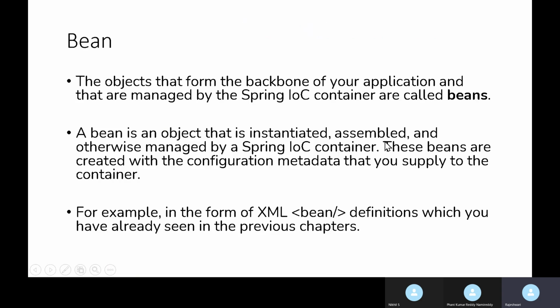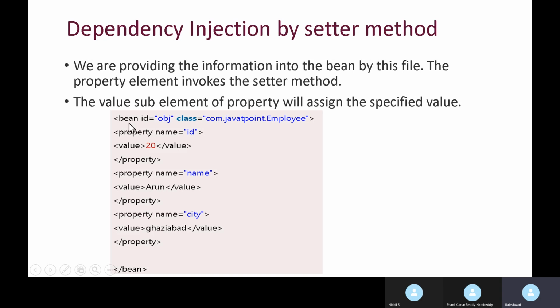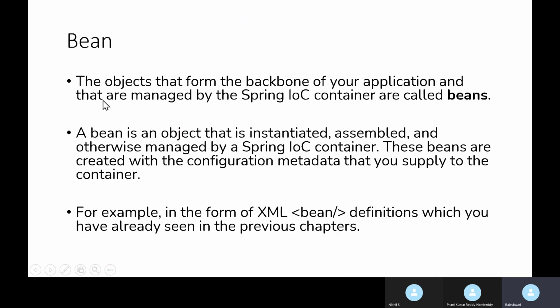So let's understand what a bean is. See here we have this bean. What is this particular bean? Bean is nothing but it refers to objects that are created using our Spring framework. These are the backbone of our application and they are managed by the Spring IOC container, called the beans. We know XML properties now, @Component, those are all IOC. A bean is an object that is instantiated, assembled or otherwise managed by the Spring IOC container.